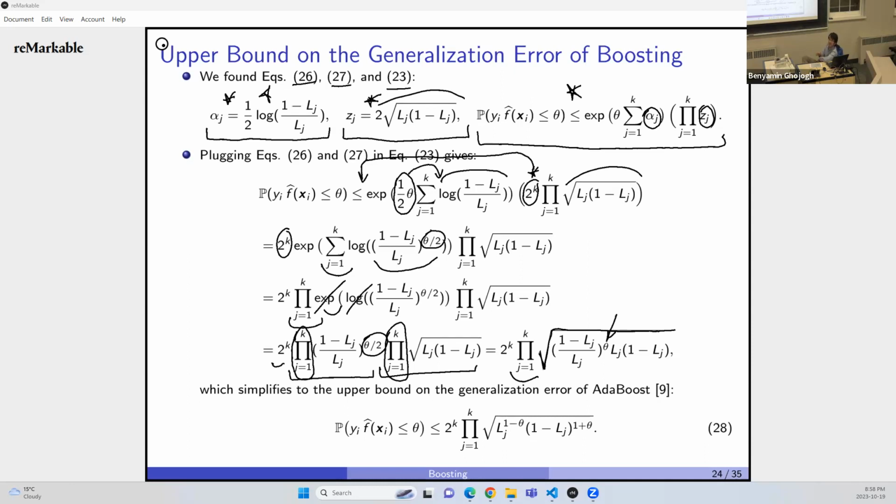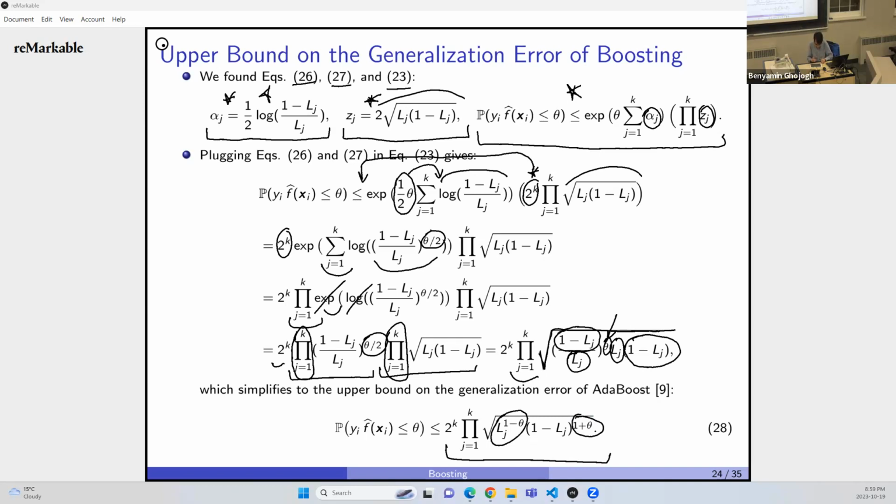As you see, for understanding these lectures, you just need to know calculus, right? The simple how to work with the square root, logarithm, and exp. Okay. Then, interestingly, I have Lj to the power of theta. Also Lj here. Simplify them, it becomes Lj to the power of 1 minus theta. Here, I have 1 minus Lj to the power of theta, also 1 minus Lj. So I will have 1 minus Lj to the power of 1 plus theta. Agreed? We just simplified the upper bound. We are simplifying the upper bound for half an hour, right?